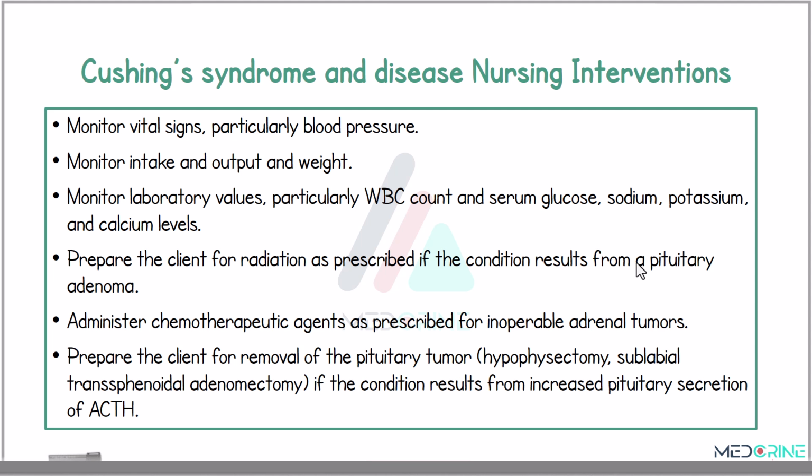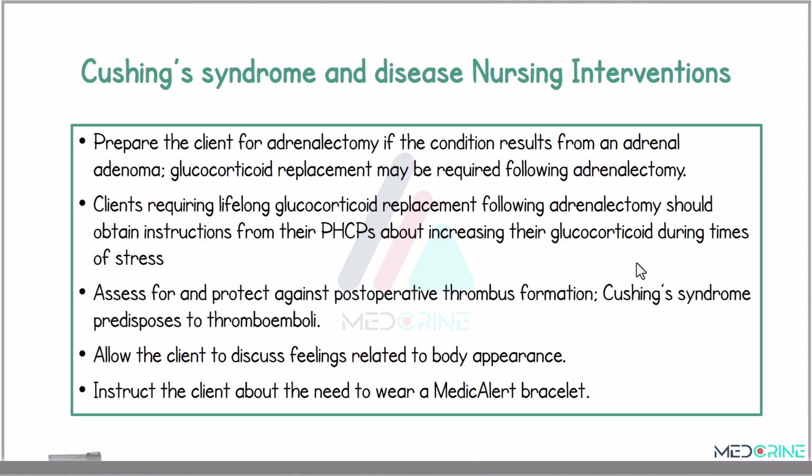These patients may need surgery to remove the pituitary tumor if the condition results from increased pituitary secretion of ACTH hormone. Patients may also require adrenalectomies if caused by an adrenal adenoma. A lifelong glucocorticoid replacement might be necessary. Track the patients on dose adjustments during stress, assess for postoperative thrombus risk, and provide emotional support for body image concerns.